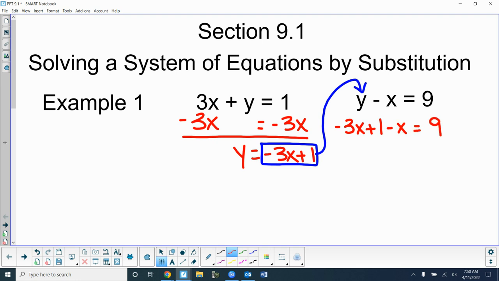So now I have an equation with one variable in it. Now I'm going to get X by itself. What's the first thing I want to do? Combine like terms. What's negative 3X and a negative 1X? Negative 4X. Okay. Now what am I going to do to get X alone? Subtract 1 first.